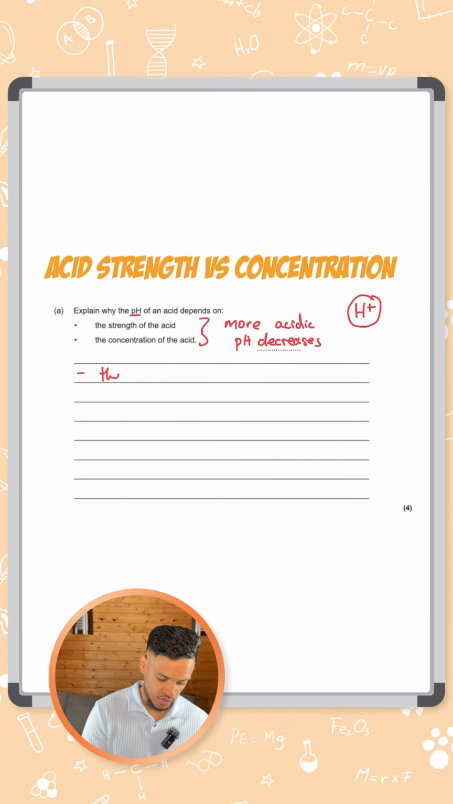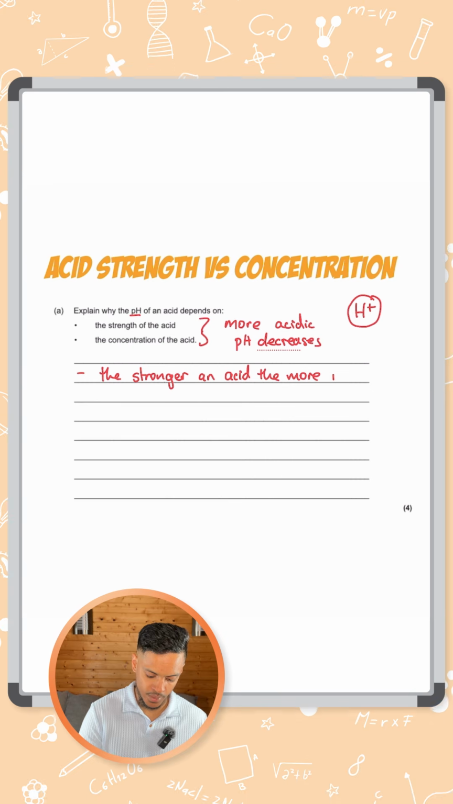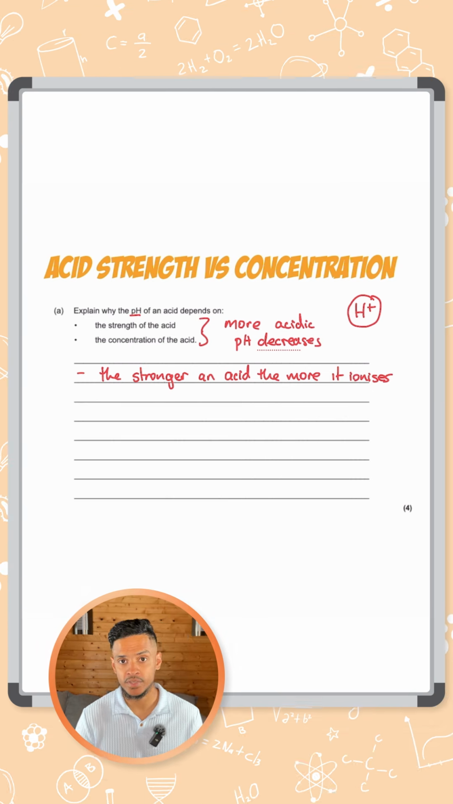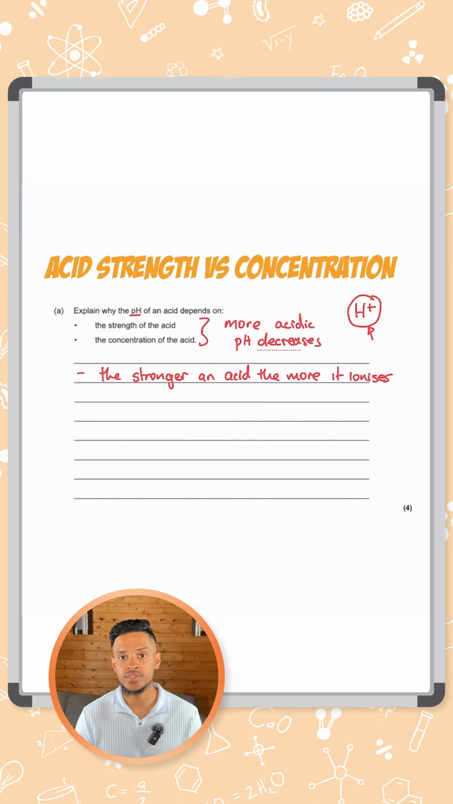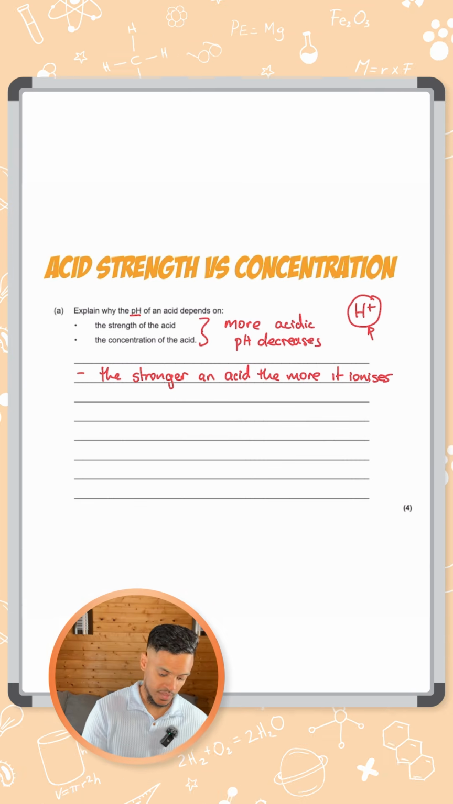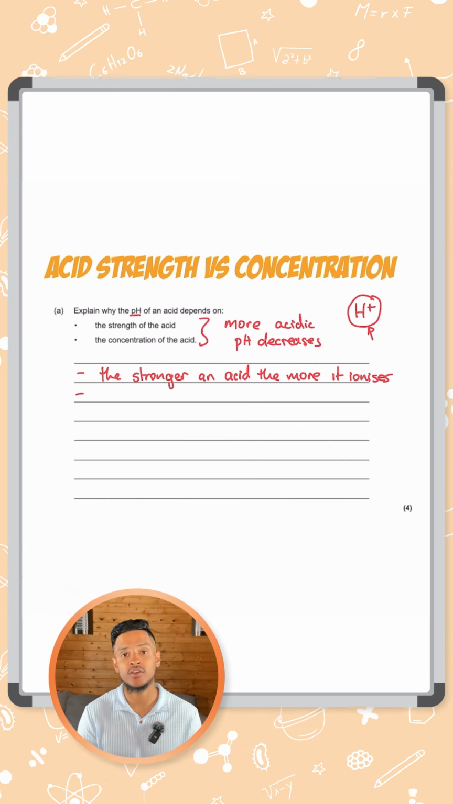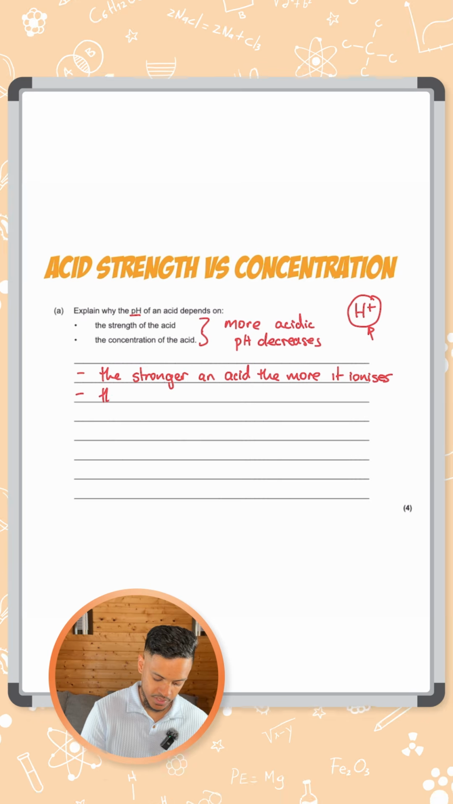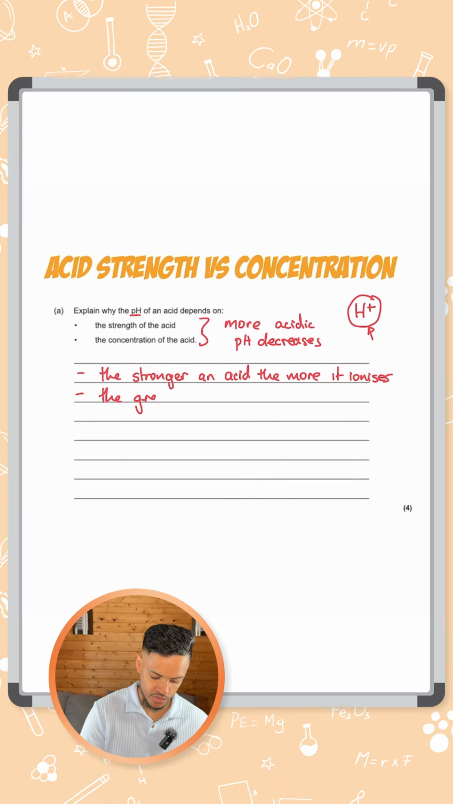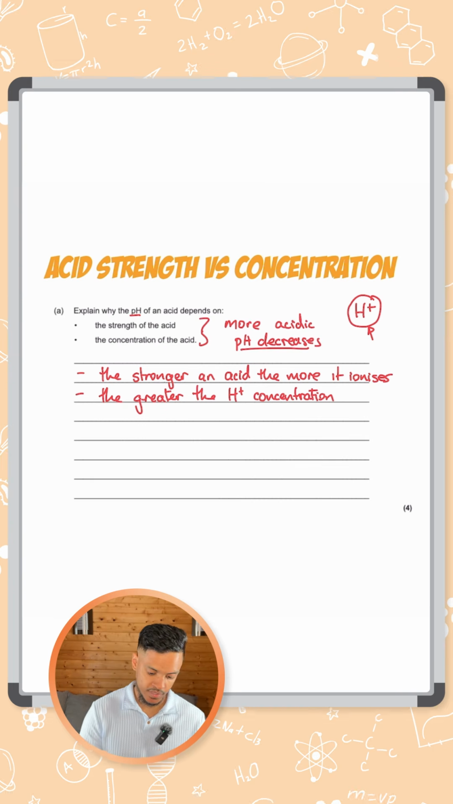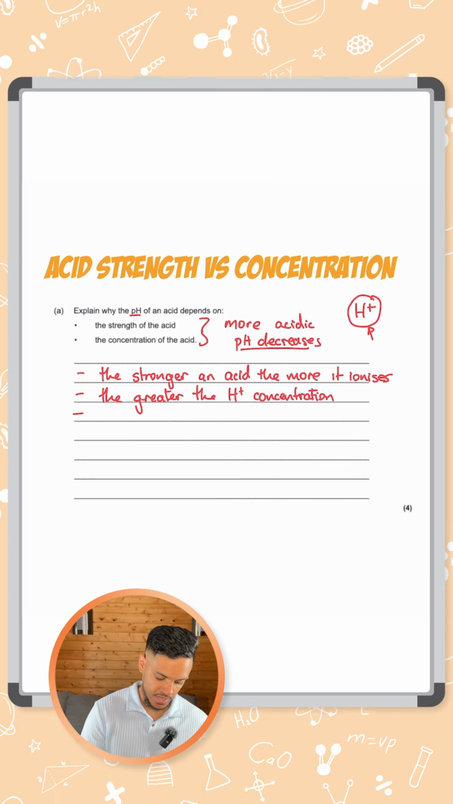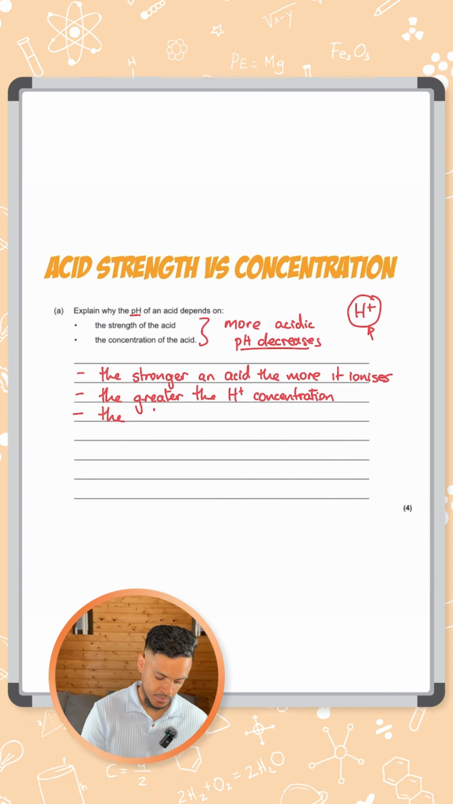You can say the stronger an acid, the more it ionizes. So what does that mean? That means it releases more H plus ions into the solution. So that means there's a greater H plus ion concentration, so the more H plus ions it has. And that means, as we've got here, the pH decreases, the lower the pH.